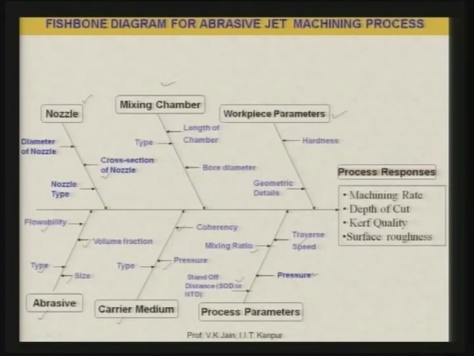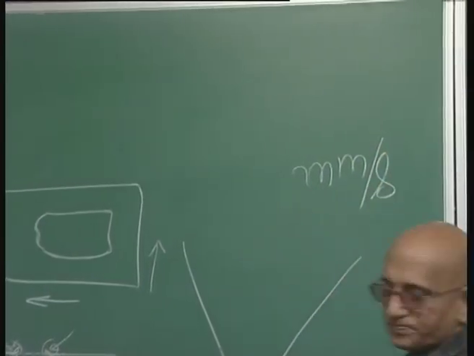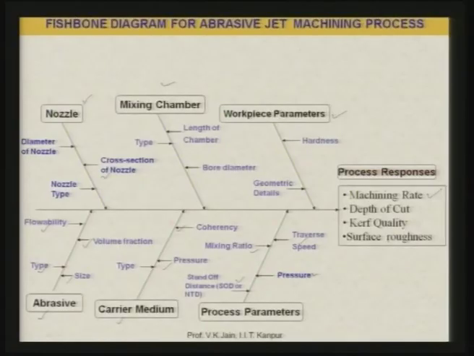The performance of the process, especially the AJM process, can be evaluated in terms of machining rate, that is volumetric machining rate or mass machining rate. You can also call it the penetration rate, which will be in terms of millimeter per second. Then what is the depth of cavity, kerf quality and surface roughness.